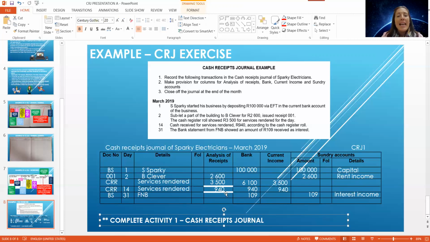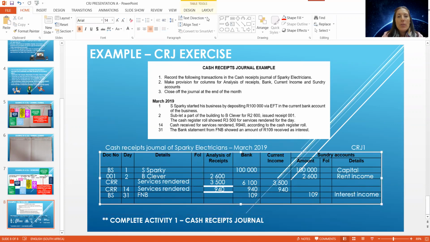Now, analysis of receipt will never have a total. We do not add analysis. Why? All the money that we did receive in the till, we took to the bank. And you see that 2,600 plus 3,500 went to the bank as 6,100. The 940 Rand went to the bank as 940. So everything that was in the till ended up in the bank column. So we will never total analysis of receipt.